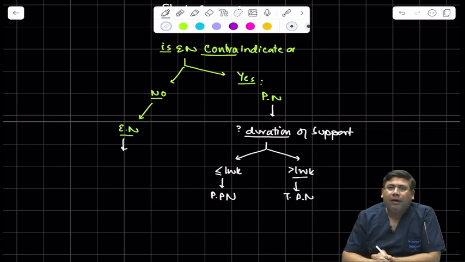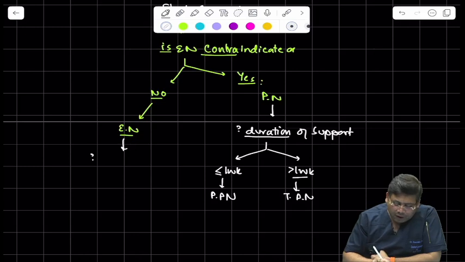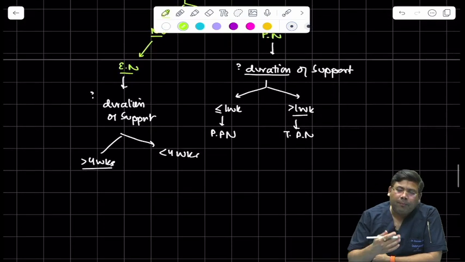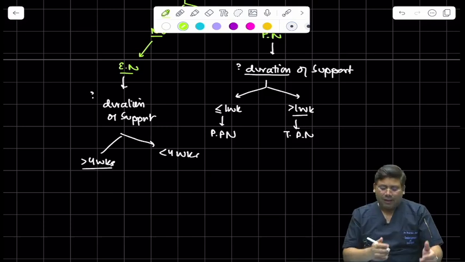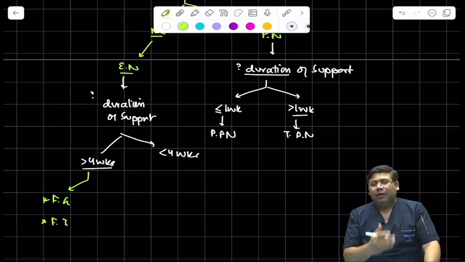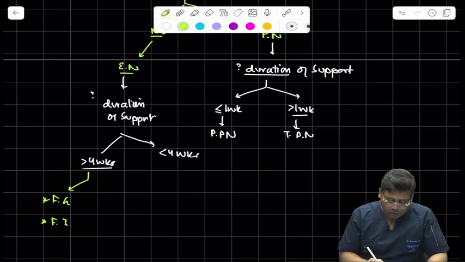When we talk about enteral nutrition, what to do? Again you have to ask yourself the duration of support. Bachche, if you want support for less than 4 weeks versus more than 4 weeks: if you want it for more than 4 weeks, you need a permanent or long-lasting catheter, and that is where you will have feeding gastrostomy or feeding jejunostomy. This depends on whether you have good gastric emptying or not. Less than 4 weeks, yes, you can go for RT feed, Ryle's tube feed, or NJ feed.